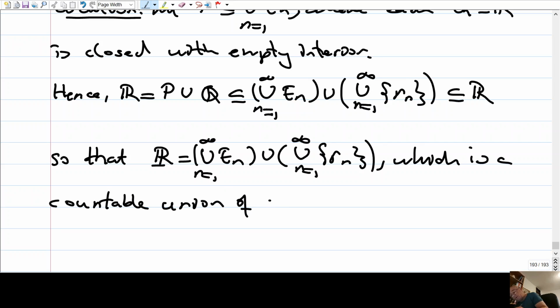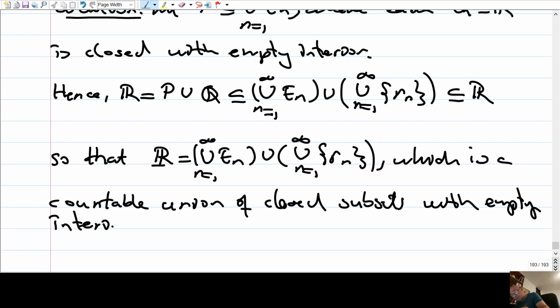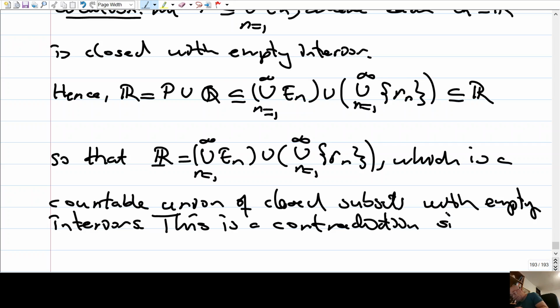A union of closed subsets, because each En is closed, and each one-point set is closed. Therefore, this is a countable union of closed subsets with empty interiors, and each one has empty interior. But this is a contradiction, since R is complete, right? A complete metric space cannot be written like this, by the Baire category theorem.